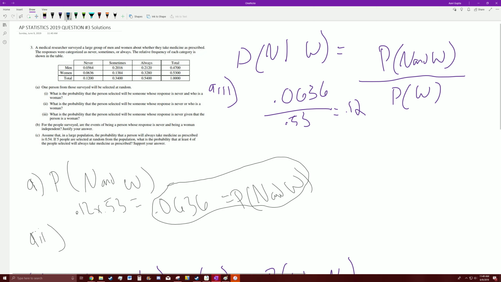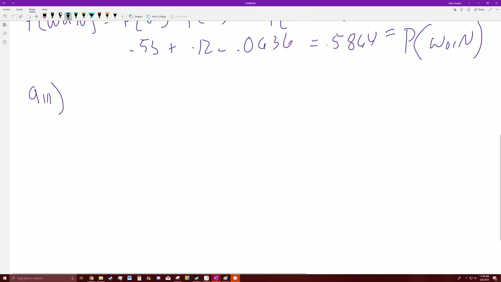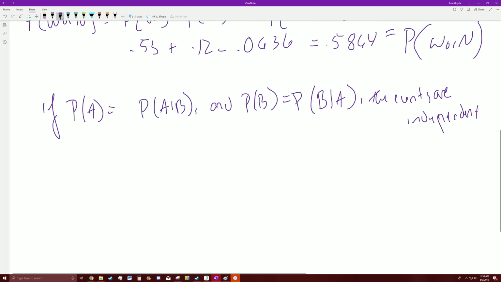For the people surveyed, are the events of being a person whose response is never and being a woman independent? Justify your answer. Okay. Well, there's multiple independence formulas. One of them that I know is if the probability of A is equal to the probability of A given B, and the probability of B is equal to the probability of B given A, the events are independent. So we'll do this question two ways. We'll first do it like this, and then there's another way.